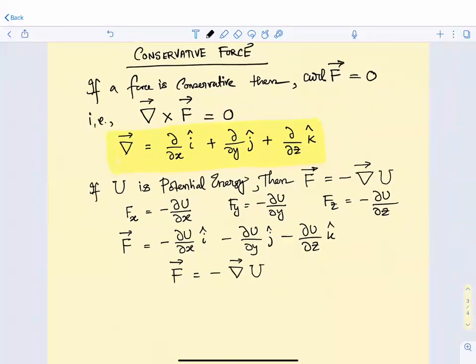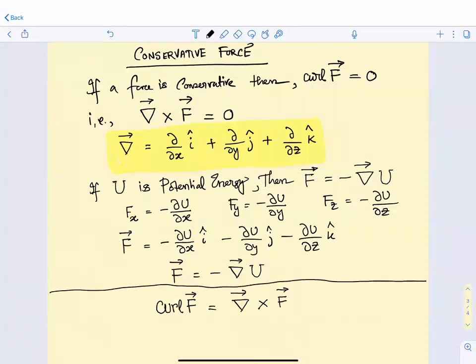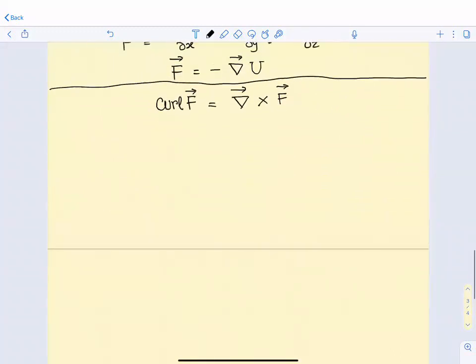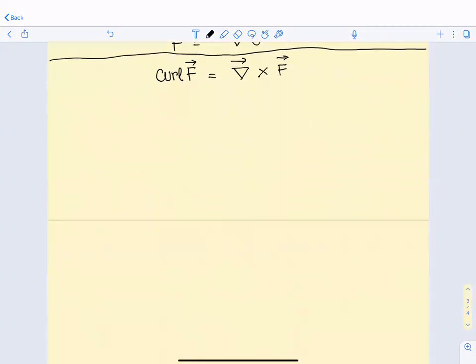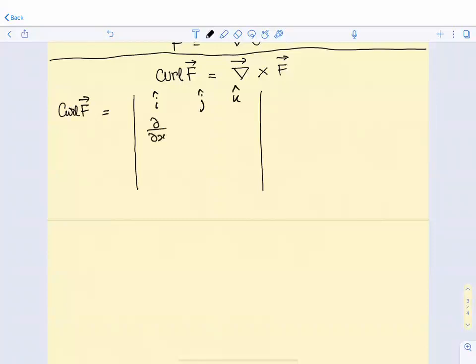Now curl F. Now we will learn about curl F. So curl F is equal to del operator cross F. Let's see what we get by this del operator cross F. So curl F, del operator cross F, we can write by determinant: i, j, k, then del x, del y, del z, and Fx, Fy, and Fz.